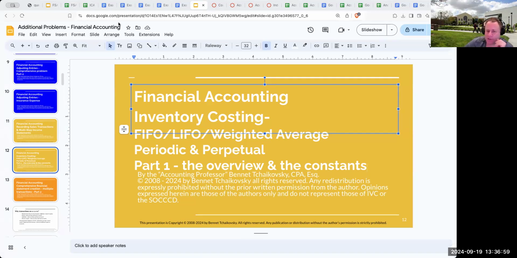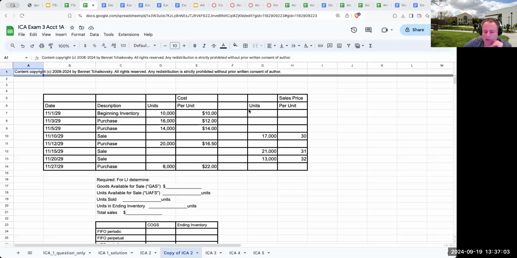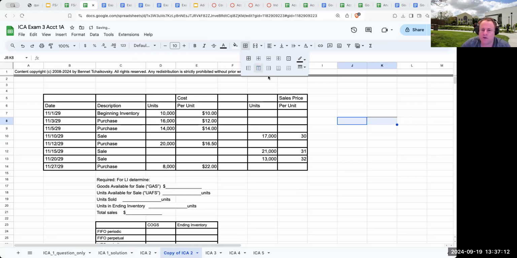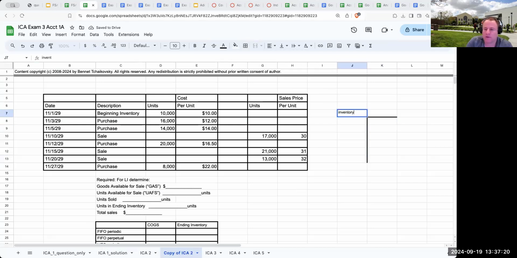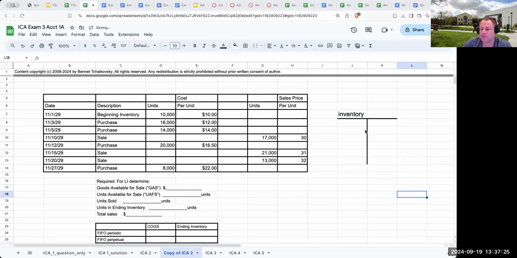So with that all being said, let's go over here and take a look at our problem for today. So in terms of inventory costing, what are we really talking about? Well, we've got our inventory account. So remember, inventory is an asset, right? It's giving us future economic benefit, right?